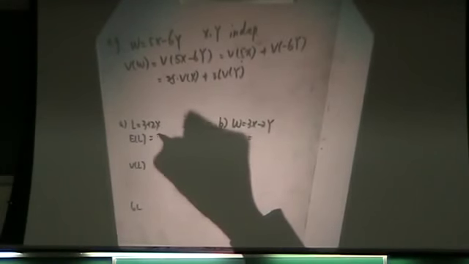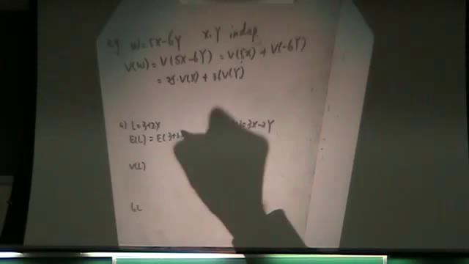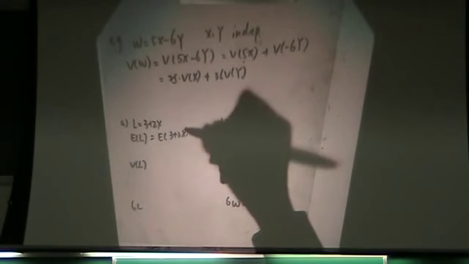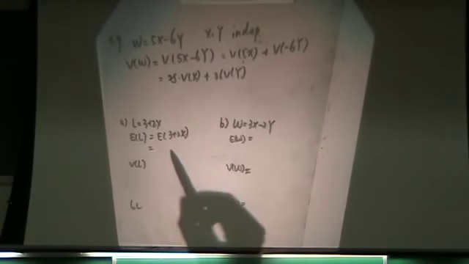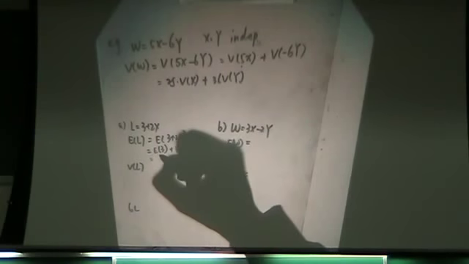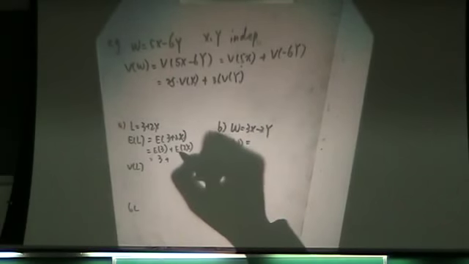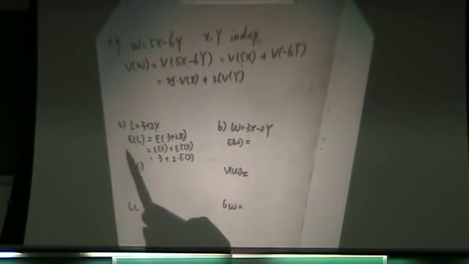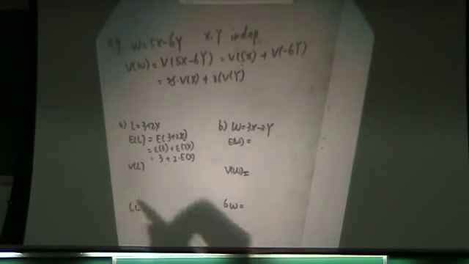So in this case, I just write it down really fast because I think we already did enough. The expected value of 3 plus 2X is equal to the expected value of 3 plus the expected value of 2X. This is a constant, so the expected value of a constant is just itself. And here it is just 2 times E[X]. So E[L] is 3 plus 2 times E[X].